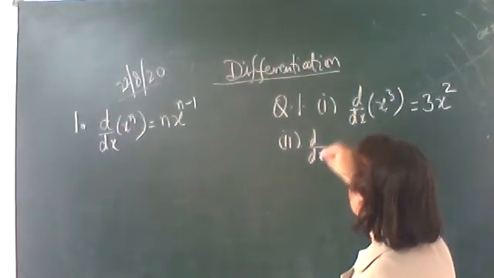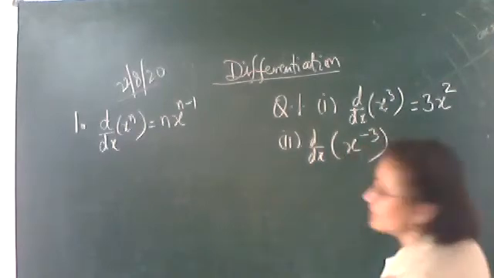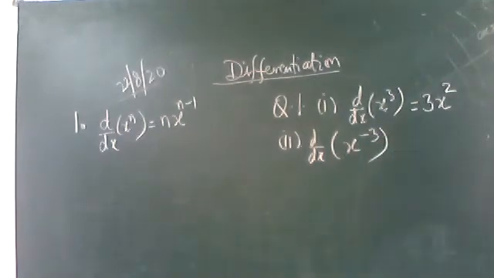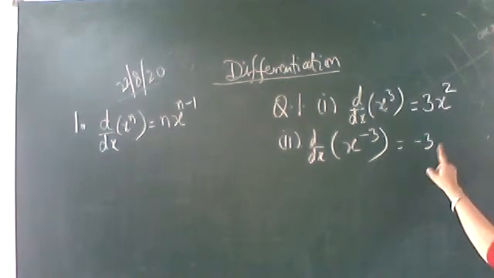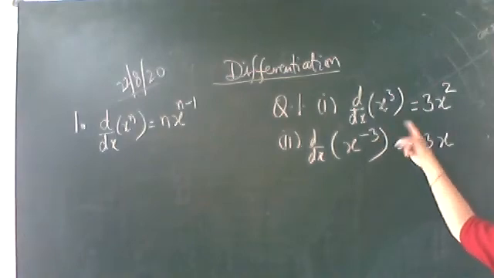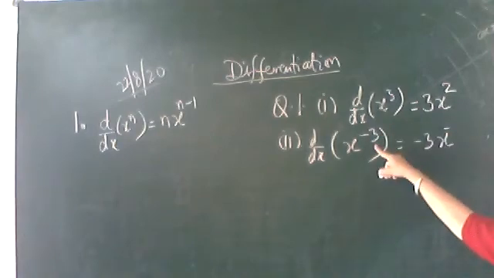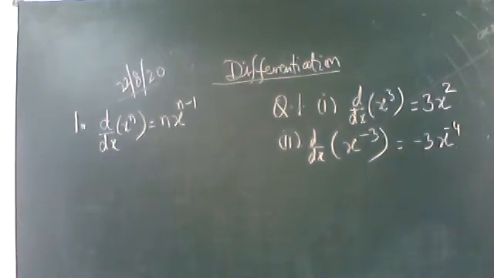2, 3 more questions. Let's do it. D by dx of x raised to the power minus 3. It's valid for all n, whether n is a real number, integer, plus, minus, anything. Now what is n over here? Minus 3. So n x raised to the power n minus 1, minus 3 into x raised to the power minus 3 minus 1. This becomes minus 4. So minus 3 x raised to the power minus 4 is the answer.